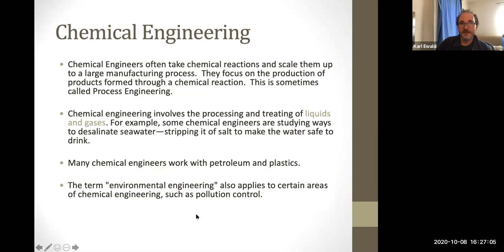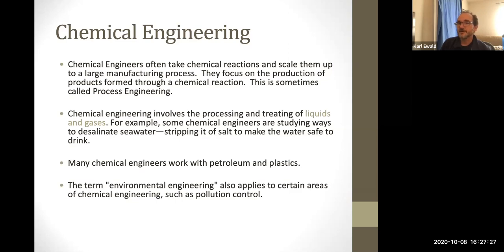So this is kind of what I had talked about before, but let's look at it all here. So chemical engineers often take chemical reactions and scale them up to a large manufacturing process. They focus on the production of products formed through a chemical reaction. This is sometimes called process engineering.